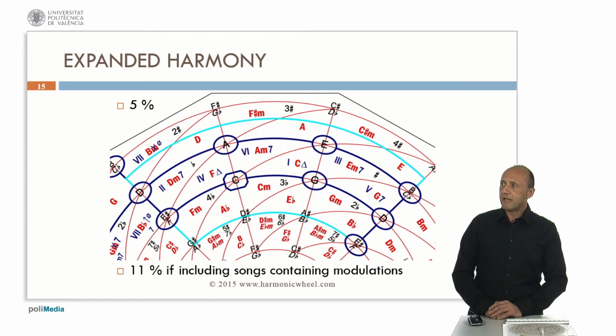We call expanded harmony the set of diatonic chords, secondary dominants, and modal interchange chords. Only 5% of the songs contain these 3 types of harmonies. But this percentage increases up to 11% if we include those songs containing modulations.